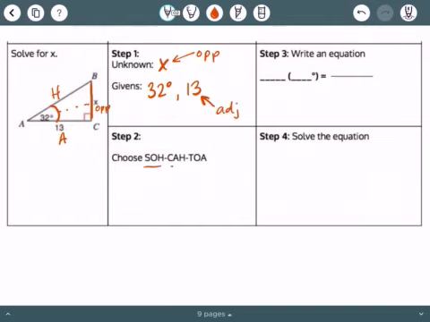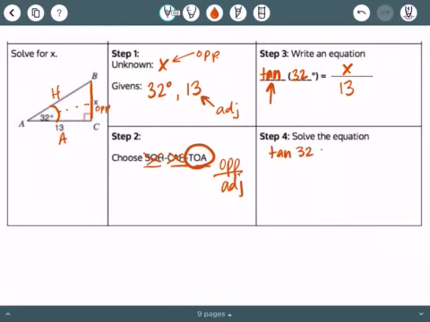So I'm looking for one of these that has opposite and adjacent in it. I see that that is this one here. I can't use the others because we don't have any information about our hypotenuse. So I'm going to write my tan here. The degrees that goes with it is 32 degrees. And I know that this is opposite over adjacent. So I'm going to write x over 13. That's my equation. Tan 32 equals x over 13.